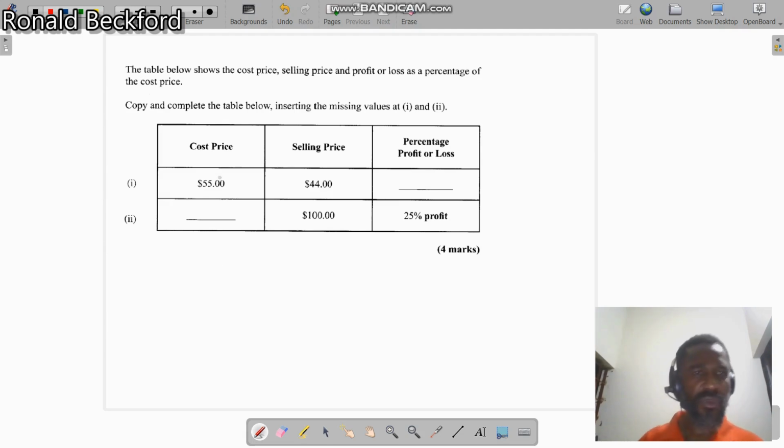So in doing this question, we know we are given the cost price in part 1 and we are given the selling price, and we are to find the percentage profit or loss. So we're going to assume that it's a profit. Profit is going to be equal to your selling price minus your cost price.